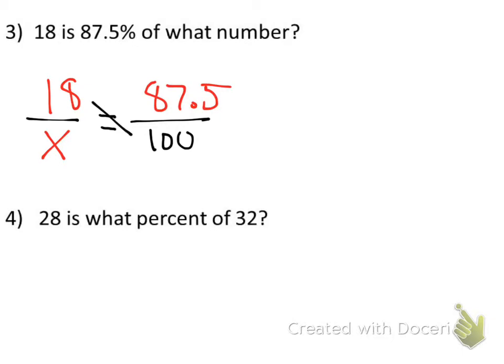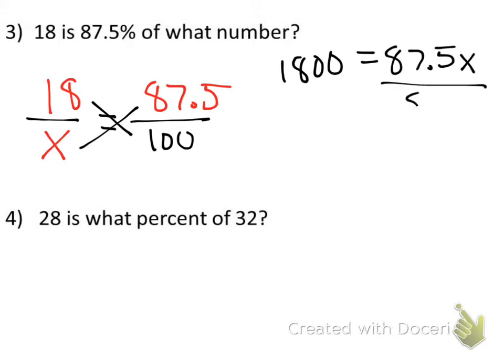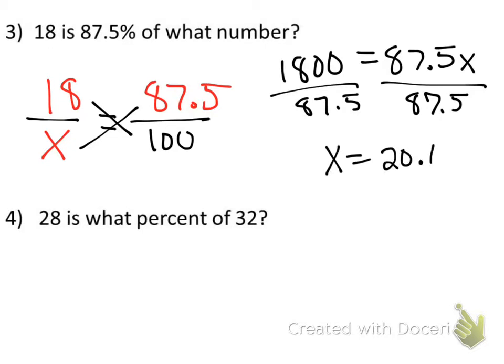So that's going to be 1800 equals 87.5x. Did anyone get this far? Yes, I have passed this already. Okay, what did you get for your x value? X value is 20.57, so basically 21. Let's round to the nearest tenth. So 20.6. 20.6, very good. What are your questions on number 3?